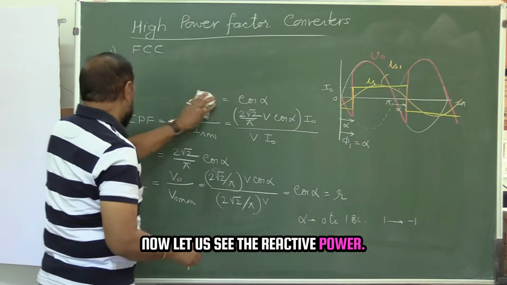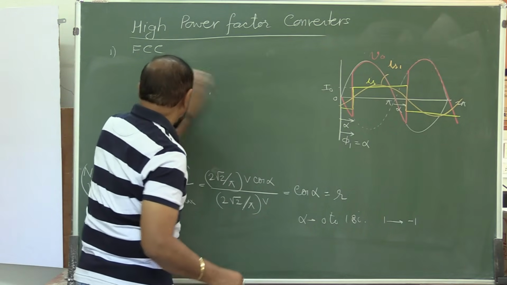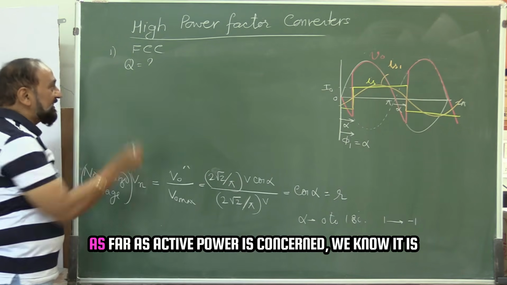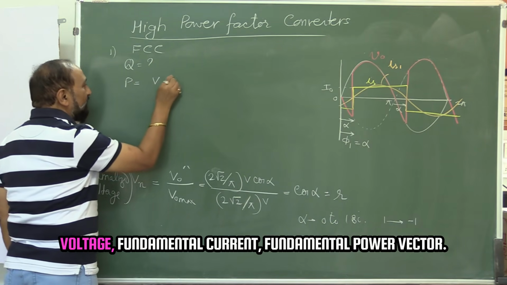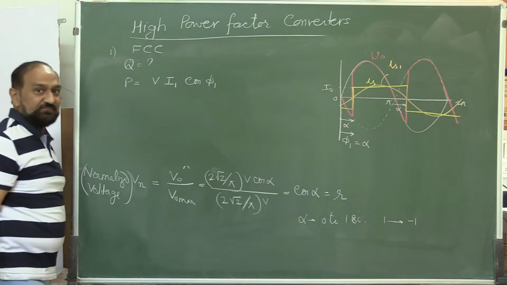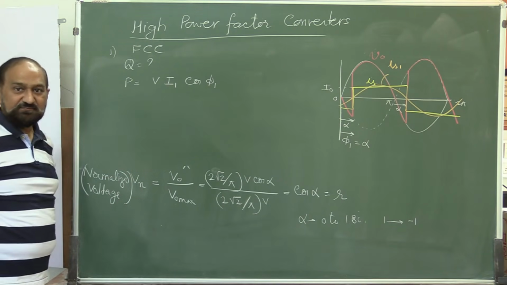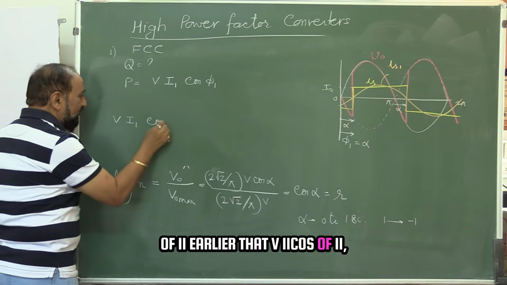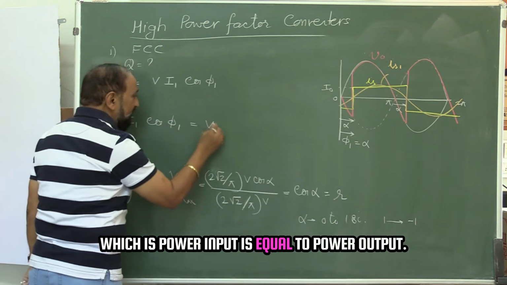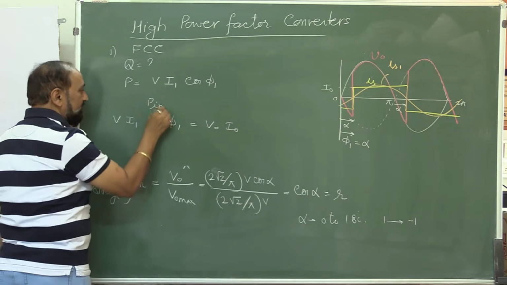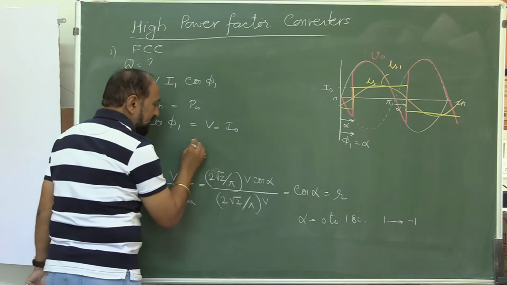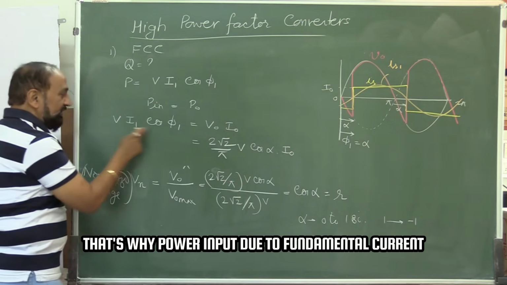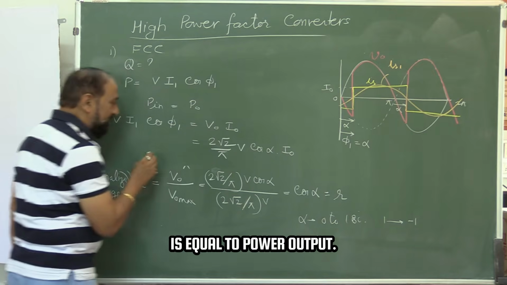Now let us see the reactive power. As far as active power is concerned, we know it is voltage, fundamental current, fundamental power factor. We need this value of I1. And how we have obtained the value of I1 earlier? That V I1 cos of phi1, which is power input, is equal to power output. Only the fundamental voltage is responsible for the power flow. That's why power input due to fundamental current is equal to power output.